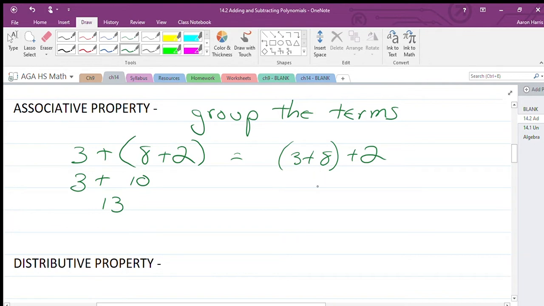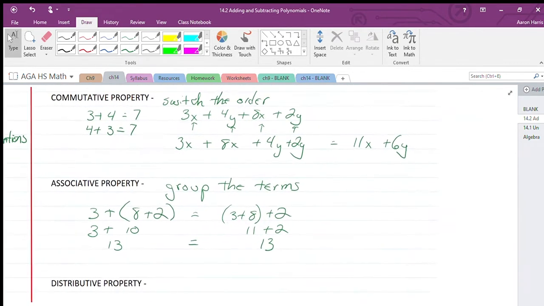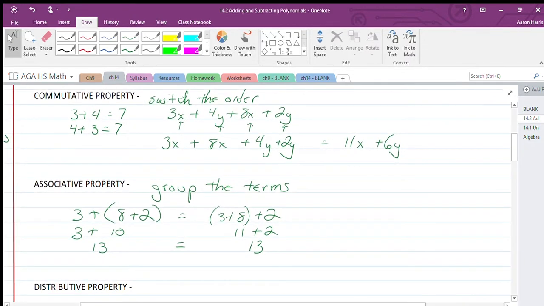Okay, let's come over here. 3 plus 8. 11. 11 plus 2. What's 11 plus 2? 13. Notice that they are exactly the same. Okay, now as we go through with polynomials, this is going to be very, very effective for us to be able to do both of these, the commutative property and the associative property.